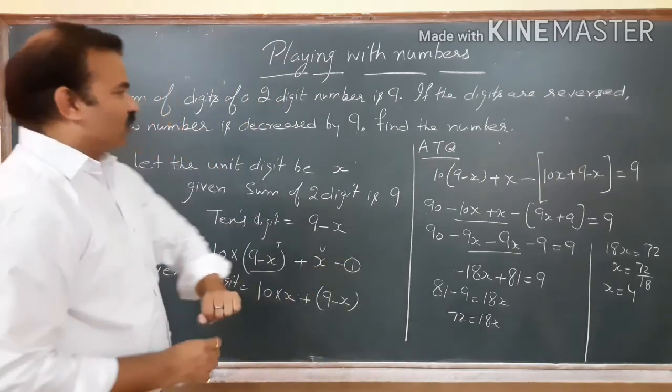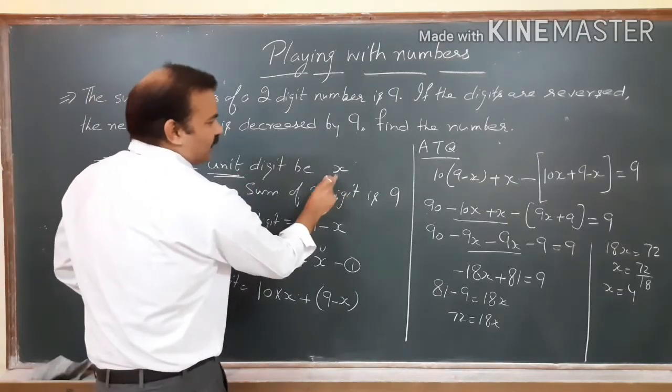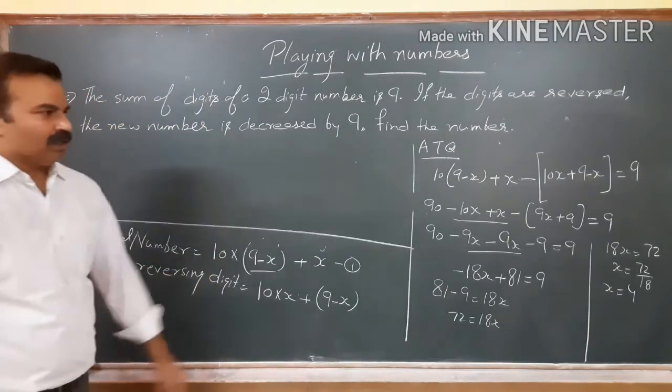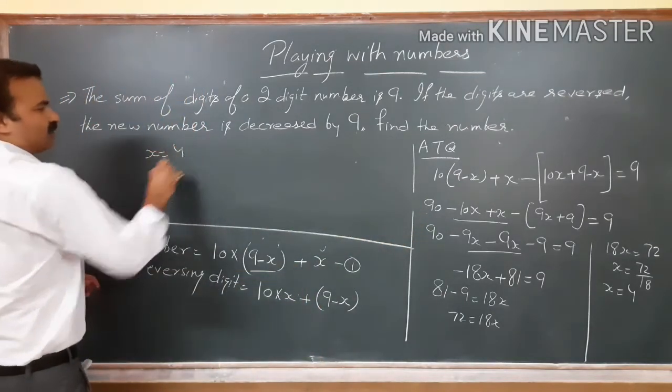Now, we got x equal to 4. But what was x? That is the unit digit. Now, x is equal to 4. It means we got x is equal to 4.